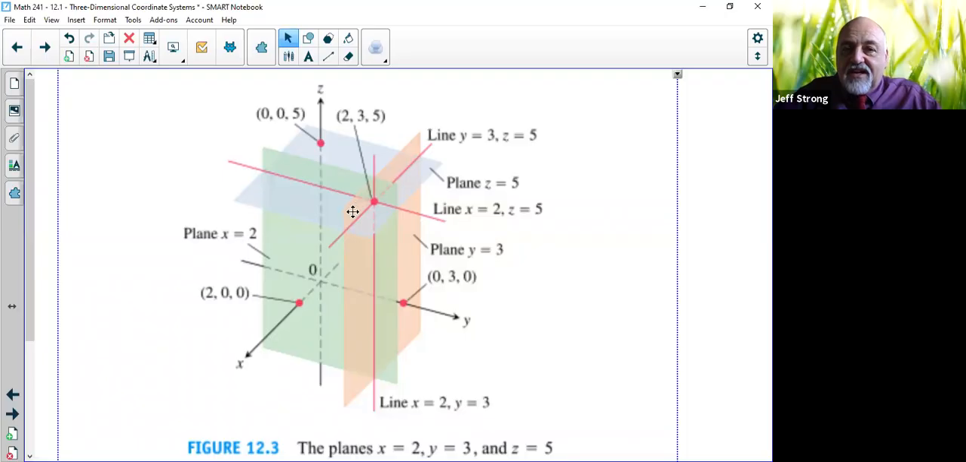So when you're trying to find a point, let's say (2, 3, 5), you start measuring in the x direction. So here's 2. Okay, so here's (2, 0, 0). And then the y direction would be over 3: 1, 2, 3. And then in the z direction, we would go up 5. So here's (2, 3, 5). It's out 2, over 3, and then up 5.